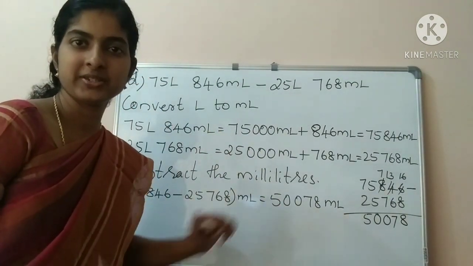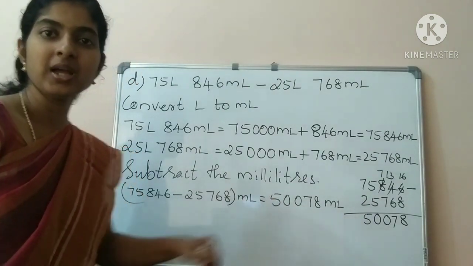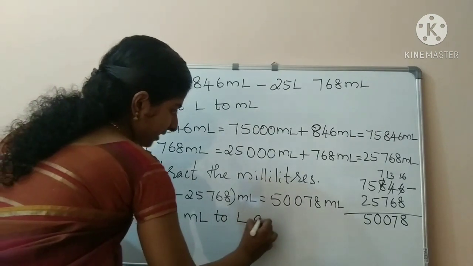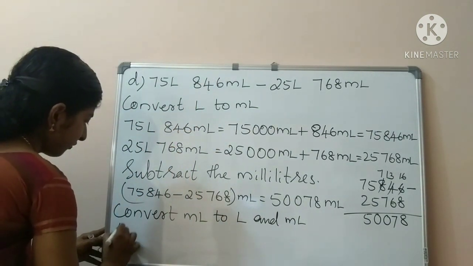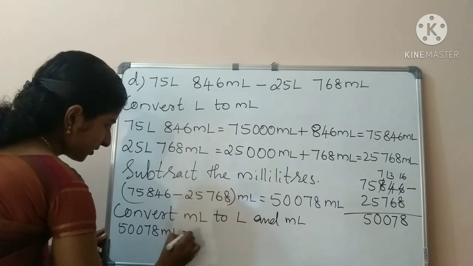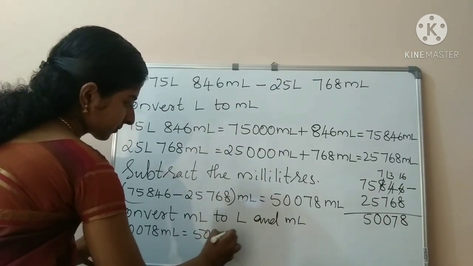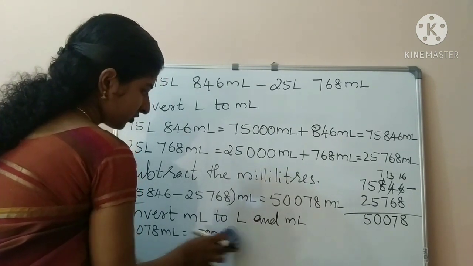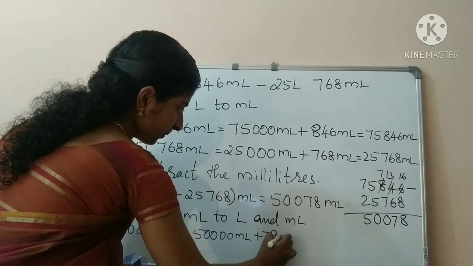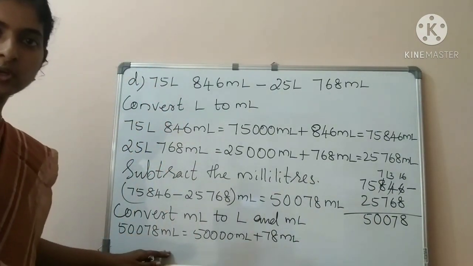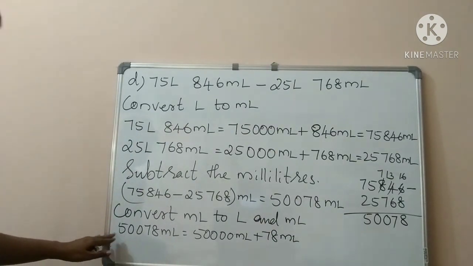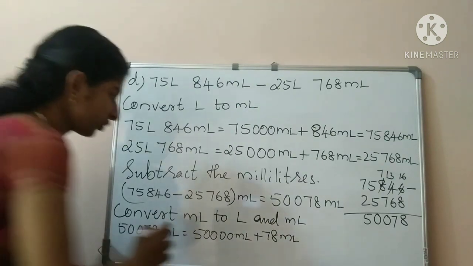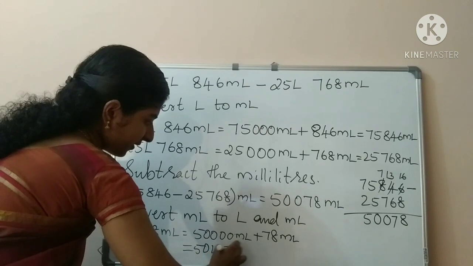So, here the answer is in milliliter. Next, we convert this milliliter to liter and milliliter. 50,078 milliliter, we split on the basis of 1000, that is 50,000 milliliter plus 78 milliliter. 50,000 milliliter, how many liter? Yes, 50 liter, then 78 milliliter.